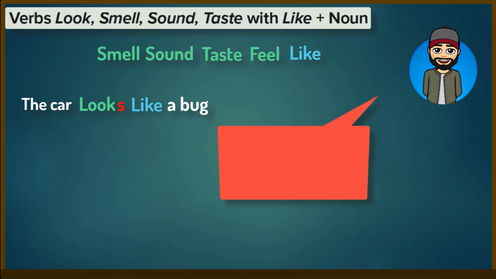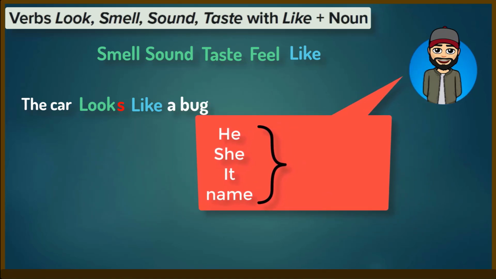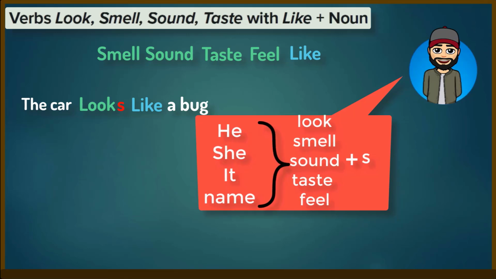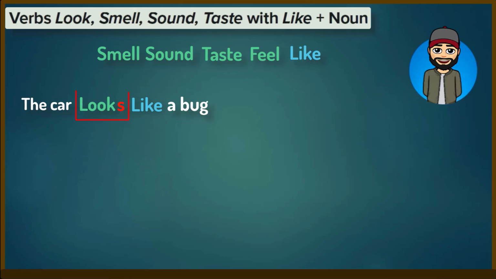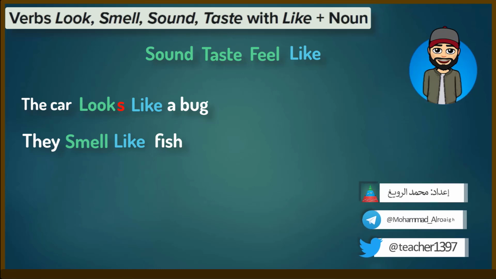هي تشبه الحشرة. Now he, she, it and also name, singular name, الضمائر he, she, it والأسماء المفردة. When we add these verbs to it, عندما نضيف هذه الأفعال لها, we add s to these verbs. نضيف s لهذه الأفعال. Just like the car looks like. They smell like fish. رائحتهم مثل السمك. In this one we didn't add s to the verb because we are using they. هنا لم نضف اس للفعل لأننا استخدمنا they.